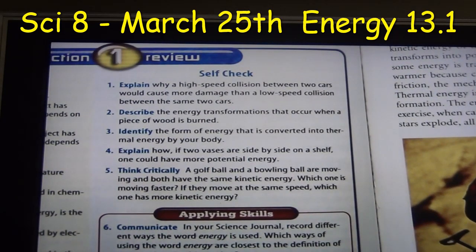If we look at number 1, explain why a high-speed collision between two cars would cause more damage than a low-speed collision between the same two cars. What we said earlier, the faster the speed, the greater the kinetic energy. So as speed increases, the kinetic energy is going to increase. So cars that are moving faster are going to have a lot more damage done to them.